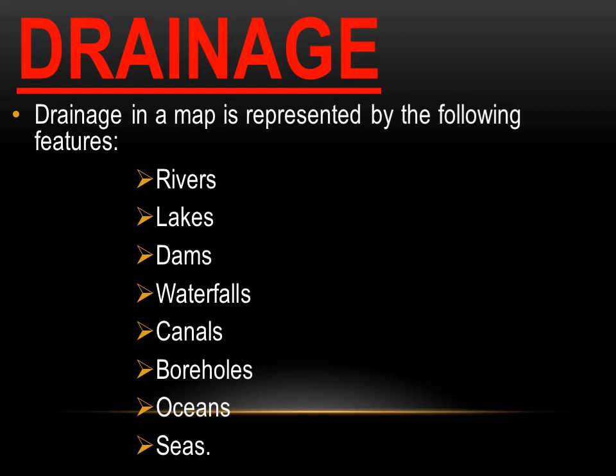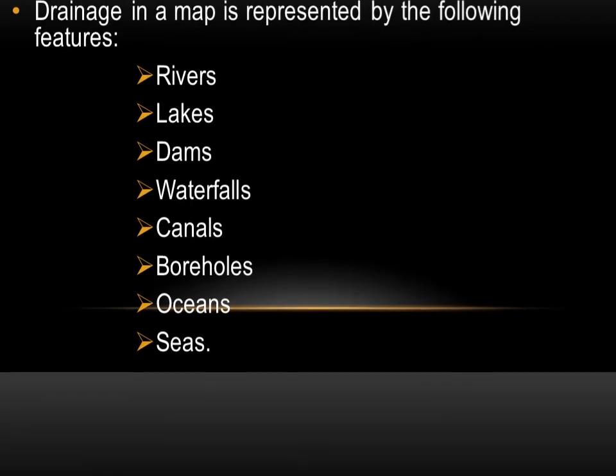So the water might drop from a very high ground, maybe 100 meters, 200 meters, depending on the size of the waterfall. We have canals. A canal is a diversion of water. Water is directed to another area. Then you have the boreholes, the ones which are drilled to reach water underground. We have ocean, and we also have sea. So when you see these features in a map, automatically know that we have a drainage feature there.